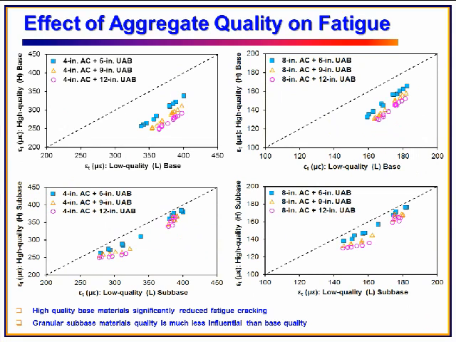These four figures show the effect of aggregate quality on fatigue cracking in terms of tensile strength at the bottom of HMA. As you can see, high quality base materials significantly reduce the fatigue cracking. In the top two figures, you can see the equality line. Those points are scattered below the equality line, which means high quality base has much lower tensile strength than the low quality base. But for the subbase case, those points were scattered pretty much around the equality line. So the effect is not that obvious.